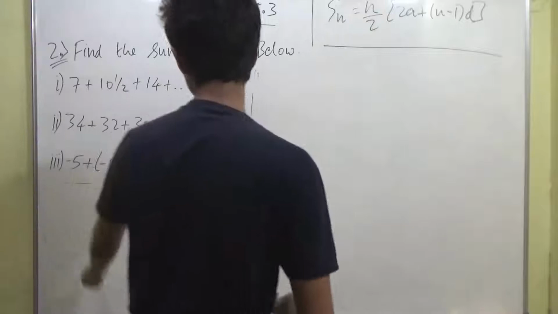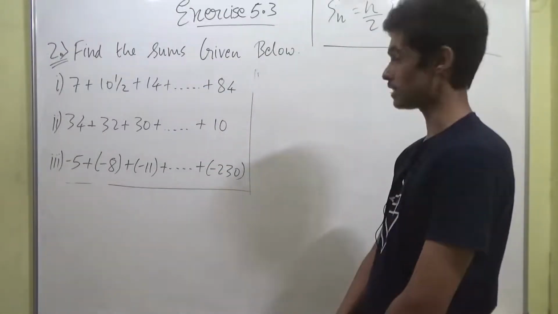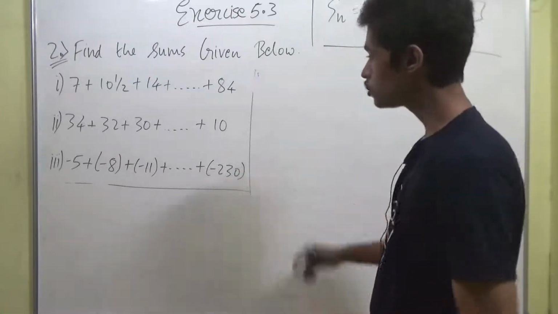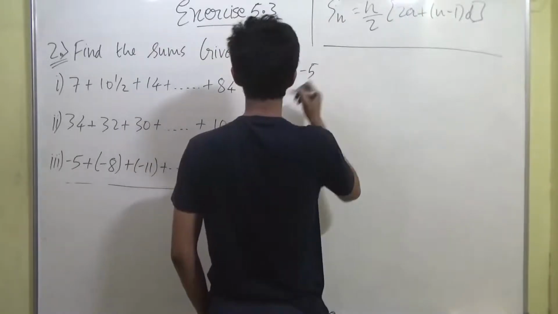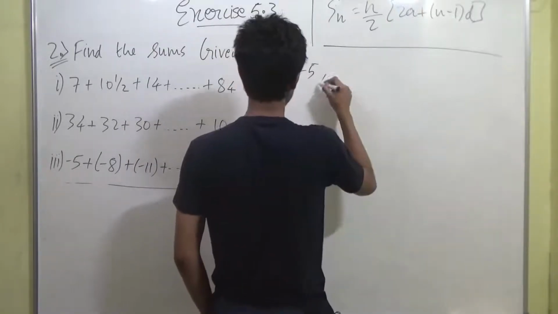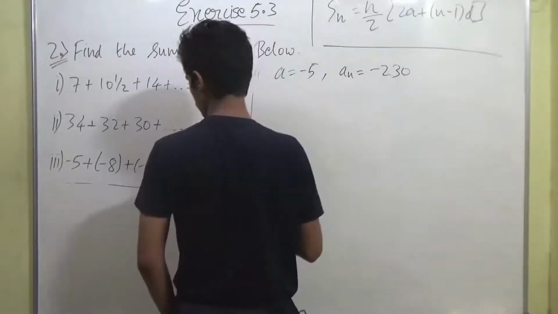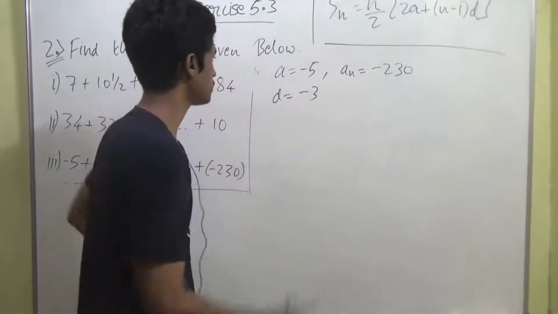Okay, so now let's go to the third sub question, which is minus 5 plus minus 8 plus minus 11 and so on, till minus 230, right? So here a equal to minus 5 and a of n equal to minus 230 and d equal to minus 3. If you see, it's reducing, right? So d equal to minus 3.